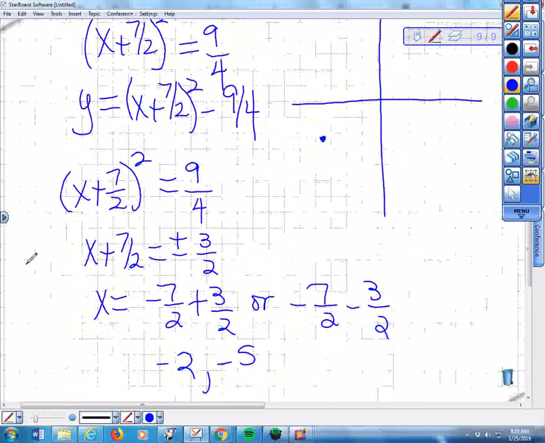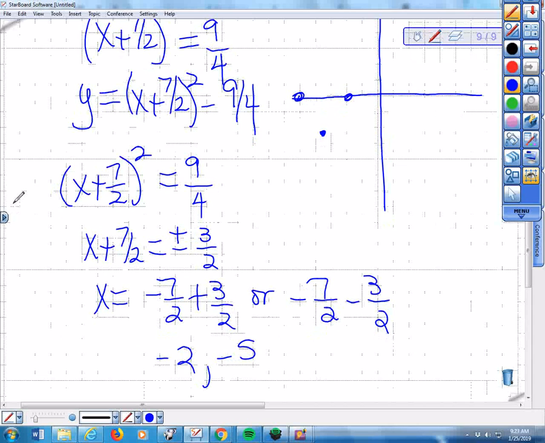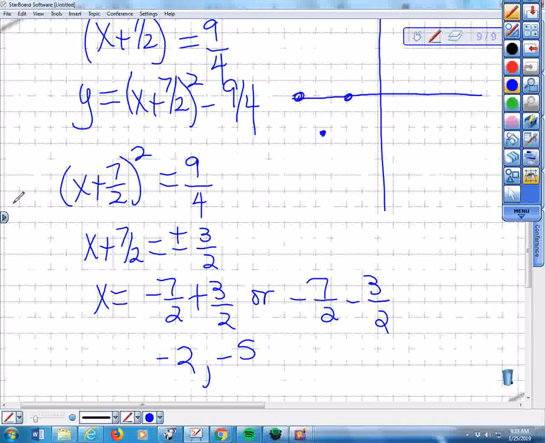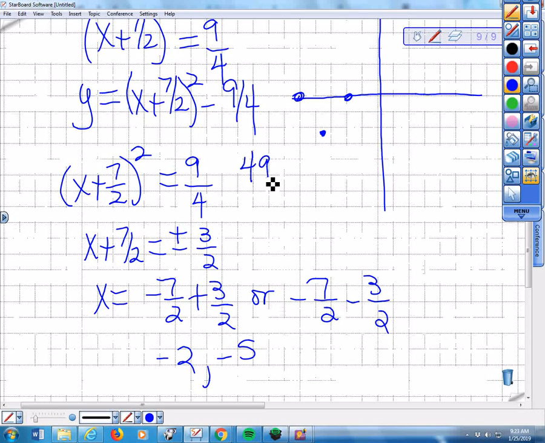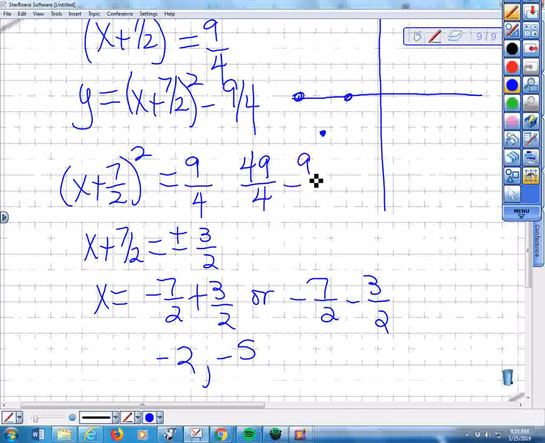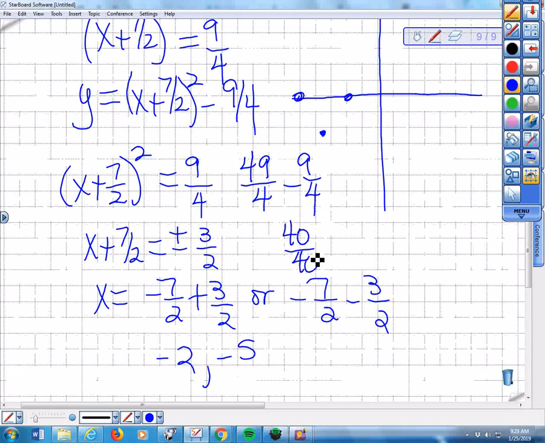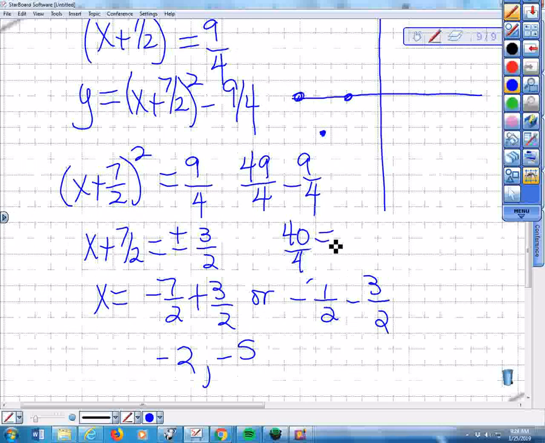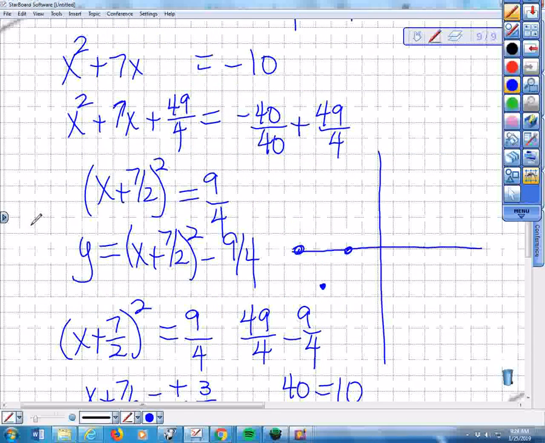2, 5. To find my y-intercept, I just plug in 0 for x. So I have 7/2 squared. That's 49/4. Minus 9/4 is 40/4. Oops. Which is 10. My y-intercept. Same thing I've been finding. 1, 2, 3, 4, 5, 6, 7, 8, 9, 10.